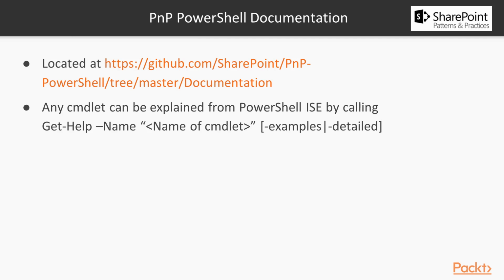PnP-PowerShell offers quite an extensive documentation page located at this location. It explains all of the commandlets we get with this PnP-PowerShell module. Another way to get to know the commandlet is to type Get-Help -Name and then the name of our commandlet, optionally providing the -Examples or -Detailed switch. This will actually query the GitHub location and download the help from there and display it in the scripting environment window.